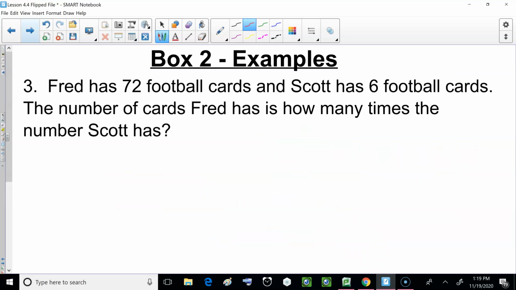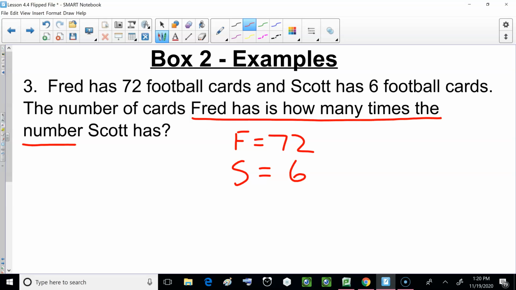Here's another problem for us. It's a word problem. Fred has 72 football cards and Scott has 6 football cards. The number of football cards Fred has is how many times the number Scott has? So our Fred has 72 cards. Our Scott has 6 cards. So the question is how many times? So the number of cards Fred has is how many times the number Scott has.